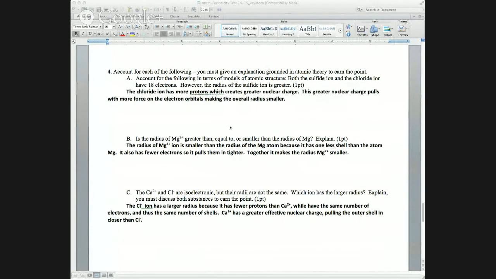So 4B says, is the radius of Mg2 plus greater than, equal to, or smaller than the radius of magnesium? So the things that I feel like are the most important are mentioning what they have in common first. Well, I'm going to do a little bit of highlighting here. Magnesium and magnesium 2 plus have the same number of protons.